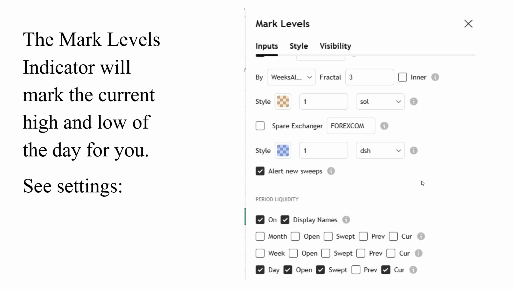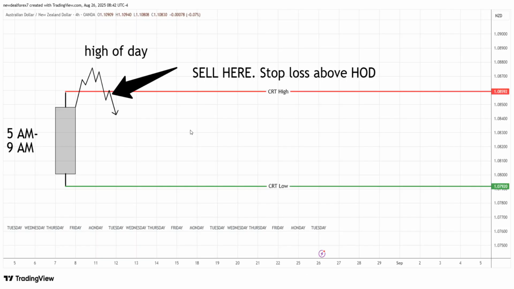Okay, so if you go to TradingView, type in mark levels and scroll down a little bit to the bottom, this is all you're going to need to have checked: the day, the open, swept, and current. That's it. So this is how it looks. This is a short example.